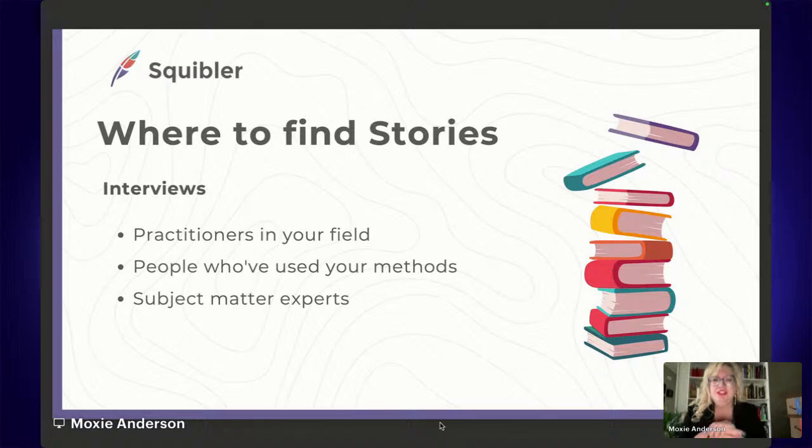Another great strategy to find stories is to interview people. Look for practitioners in the same field. You can reach out by email, by phone, at conferences. Talk to people who have used the same methods that you've used. And look at subject matter experts. You can contact those via email if you cannot reach people in person.